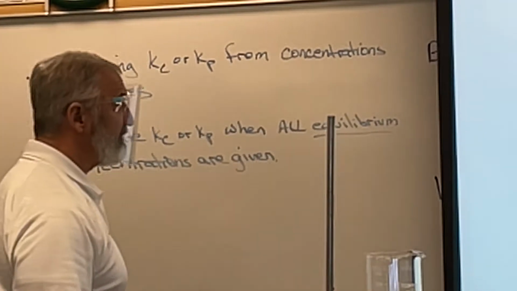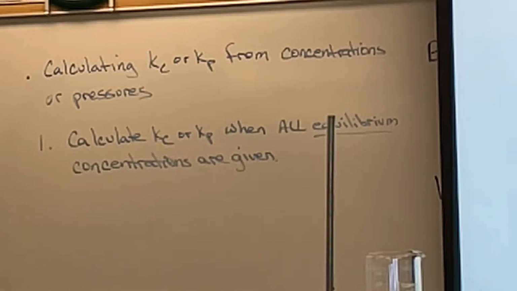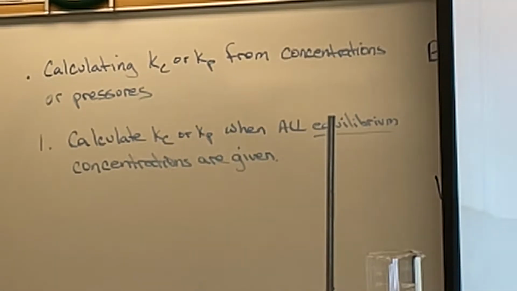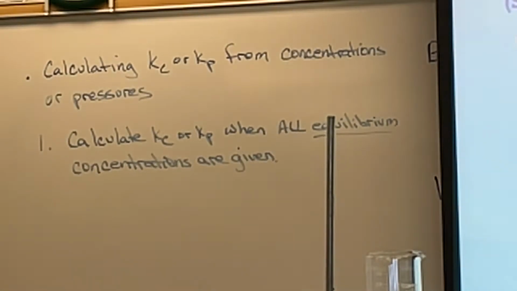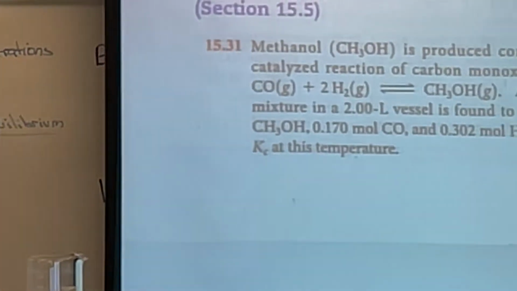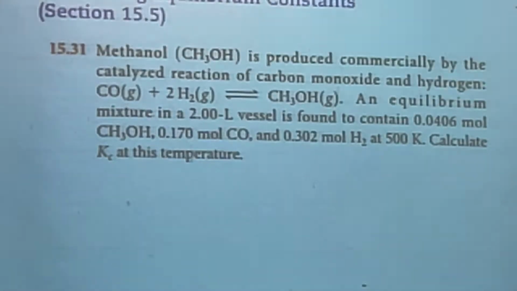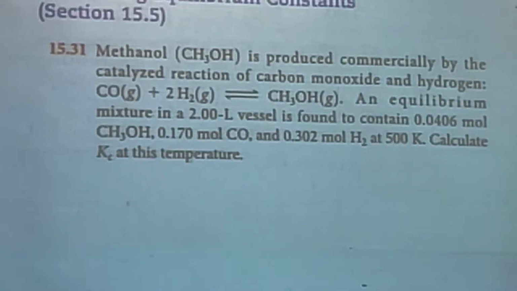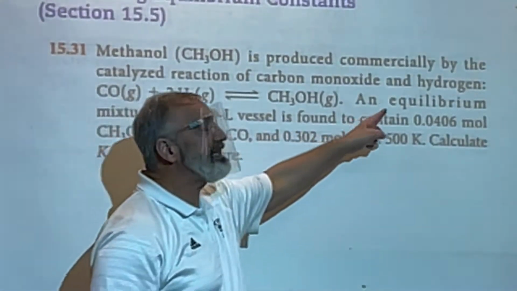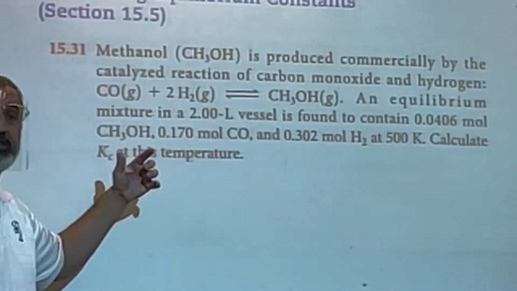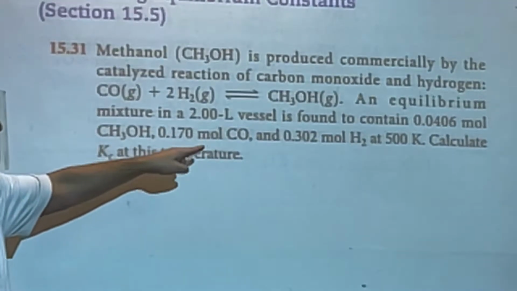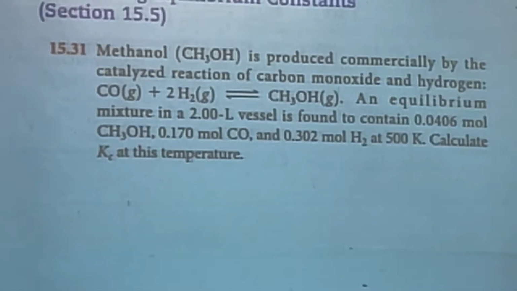So when we look at problem number 31, okay? Problem 31 says methanol is produced commercially by the catalyzed reaction of carbon monoxide and hydrogen in an equilibrium mixture. Now here's the key word, an equilibrium mixture, not an initial. It doesn't say we put this in. It says an equilibrium mixture in a 2-liter vessel is found to contain this many moles of each one. Calculate Kc.